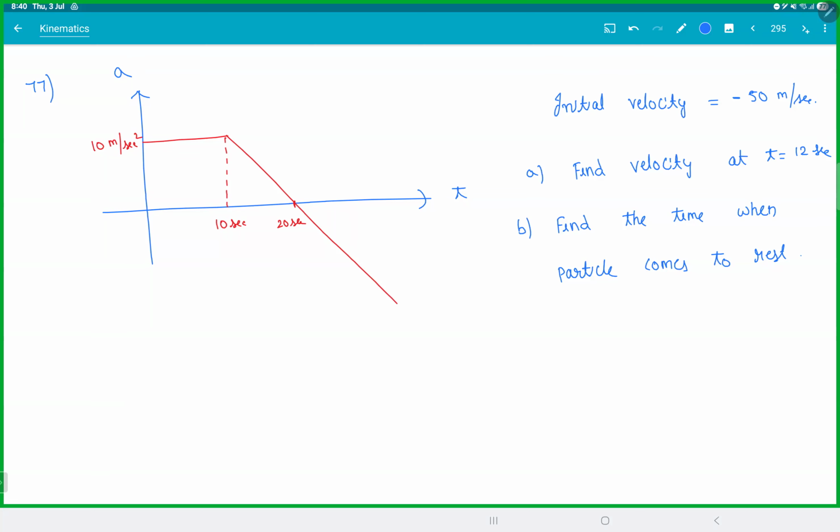Remember, this is an AT graph. Area gives you change in velocity. Initial velocity is minus 50. Try. You got a minute or so for the first part. 68 and 5. Samek, it comes to rest only once.